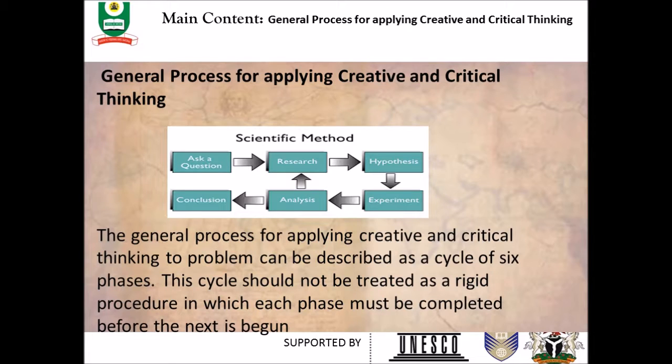The general process of applying creative and critical thinking to problems can be described as a cycle of 6 phases. This cycle should not be treated as a rigid procedure in which each phase must be completed before the next one begins. In practice, you may go back to an earlier phase or work on several phases at the same time. But if you are to have any real assurance that your final decision is sound, all phases must be completed. So, why don't you begin now to practice using this cycle?